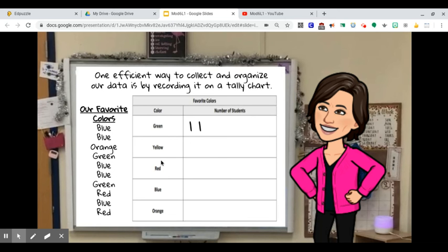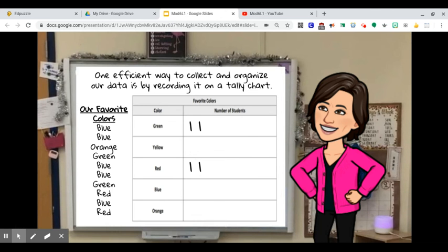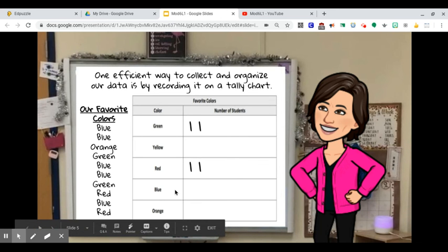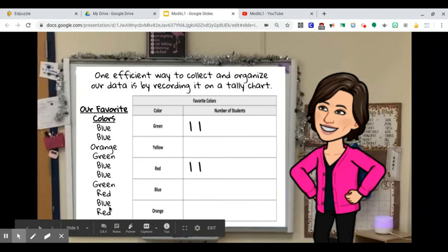The next one on our list is red. As I go down our choices and the results, I see 1, 2 for red. So I'll make 2 tally marks for red. Next is blue. We have a lot of blue, but I'm not sure exactly how many. So let's count. 1, 2, 3, 4, 5 blue. So let's go ahead and make some tally marks.